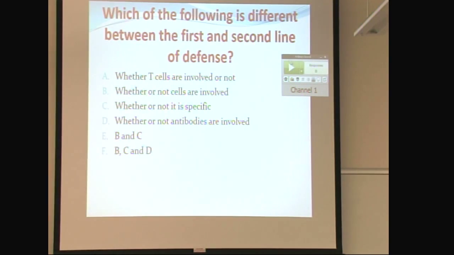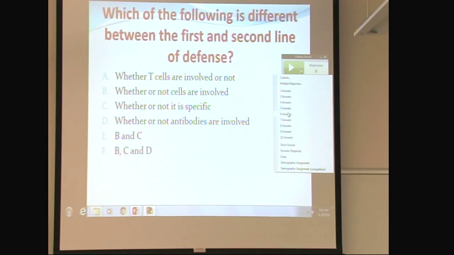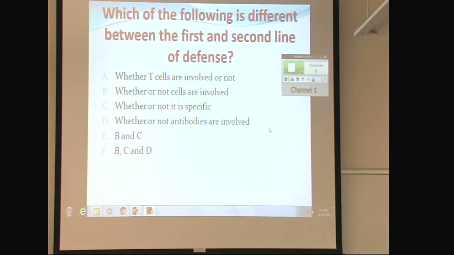All right, so see if you remember anything from last... Jeez, a long time ago, a week ago. What's different between first and second line of defense?